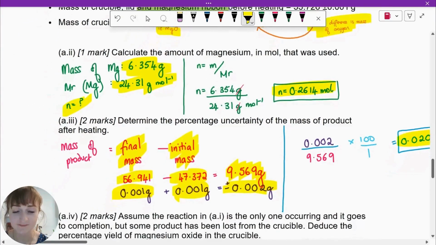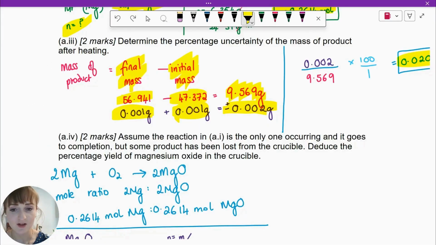0.0209%. The next part asks you to assume that the reaction is the only one which is occurring and that the reaction goes to completion, but that some of the product has been lost from the crucible. Deduce the percentage yield of magnesium oxide in the crucible. Remember that percentage yield is a comparison between what you actually got versus what you should have gotten based on the amount that you put in.